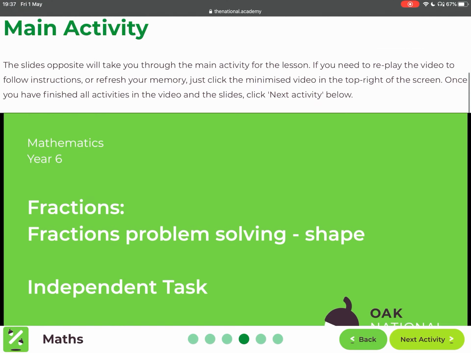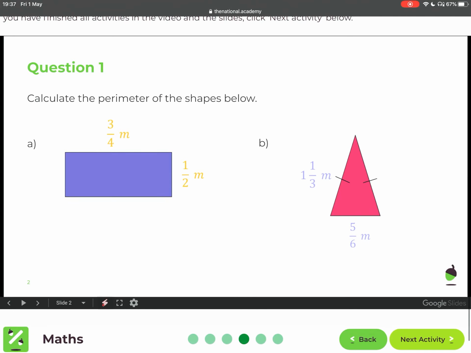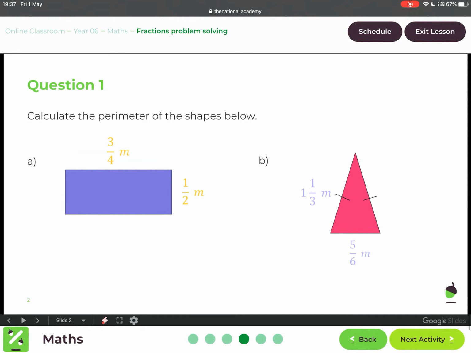After you have that, you have your main activity here. First you've got calculate the perimeter of the shapes below. Number 1A would be 2.5. This one would be 2.5, the perimeter, and B would be 3.25. This would be 3.5.